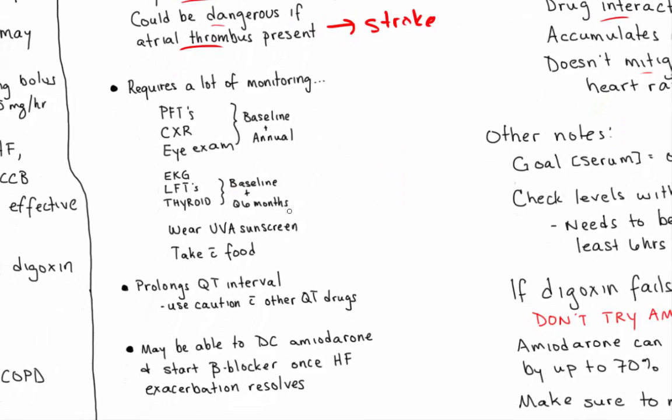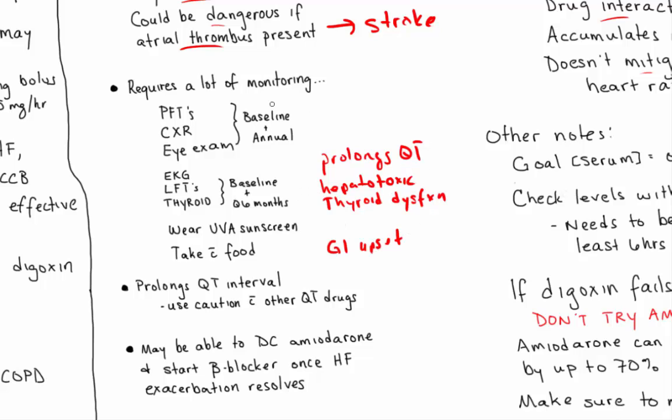It's also a really dirty drug that requires a lot of monitoring. It can cause pulmonary fibrosis. It can precipitate microcorneal deposits. It is QT prolonging, is hepatotoxic. It's got iodine in it, so it can cause thyroid dysfunction, and it causes a lot of GI upset. So if you continue on with this drug, you're going to have a lot of monitoring to do, and the patients are going to have to come in a decent amount to keep up on it. They're going to have to get pulmonary function tests, a chest X-ray, and an eye exam at baseline, and they're going to have to have this done at least annually. They're also going to need an EKG, LFTs, and thyroid panel at baseline, and then every 6 months.